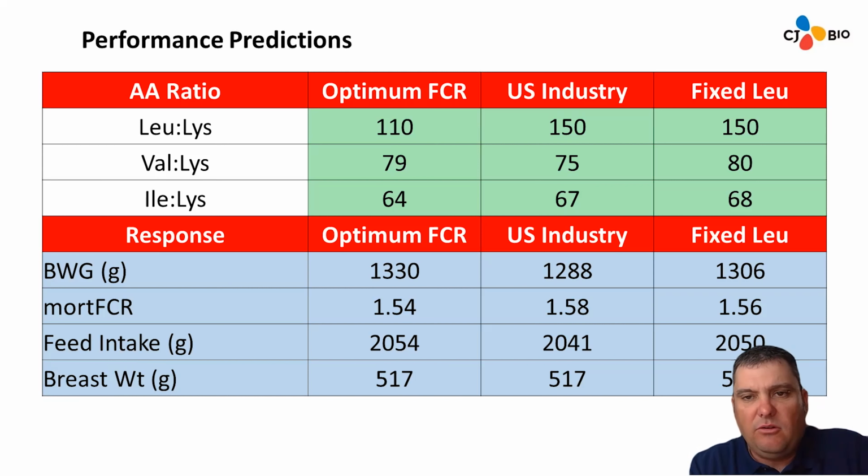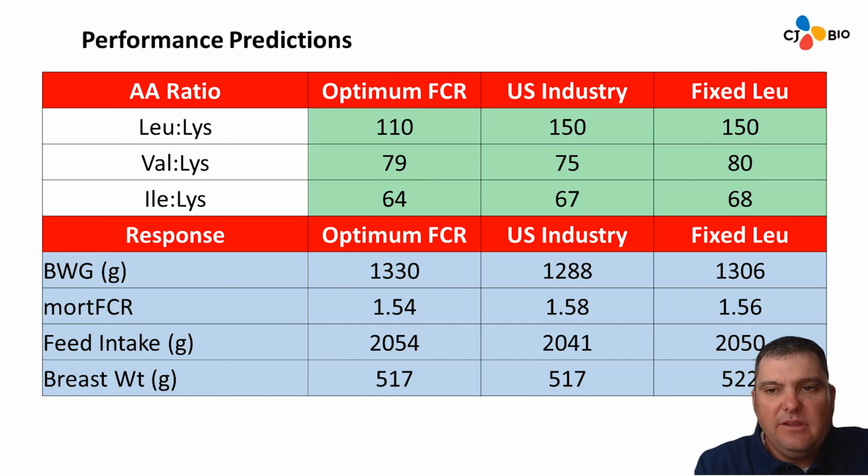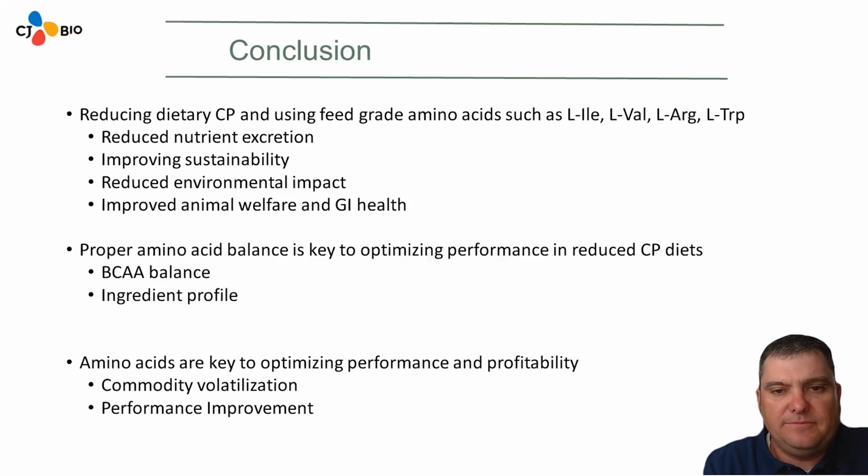However, if we use the model based on the U.S. level of 150, and we say, okay, we know our leucine level is 150% of lysine, the model would suggest that we should adjust our valine and our isoleucine ratio to 80 and 68. This would allow us to increase our body weight gain by 20 grams, reduce our feed conversion ratio by 2 points, and increase our breast meat weight by 5 grams. So just that adjustment in valine and isoleucine will allow us to optimize the performance of our birds.